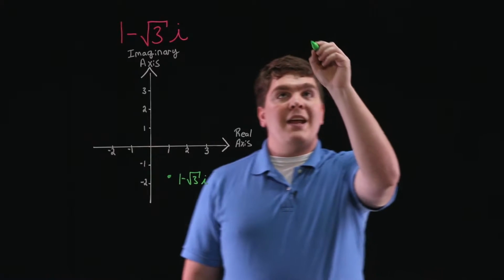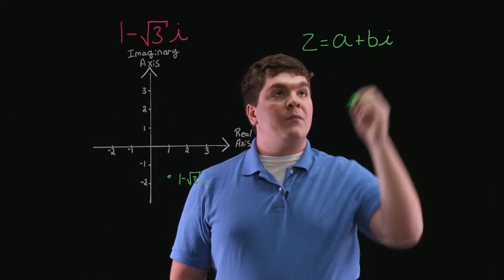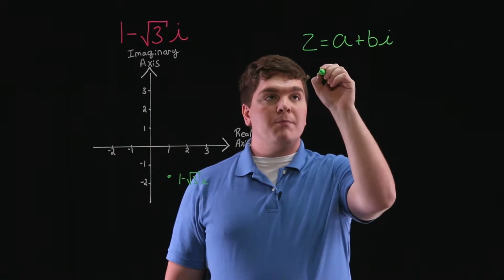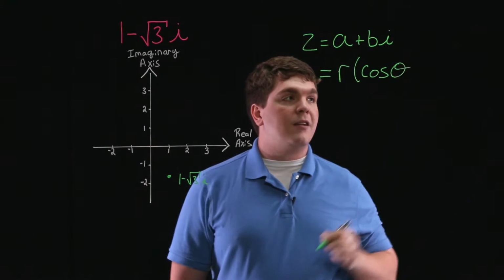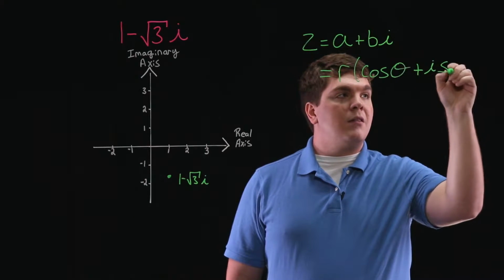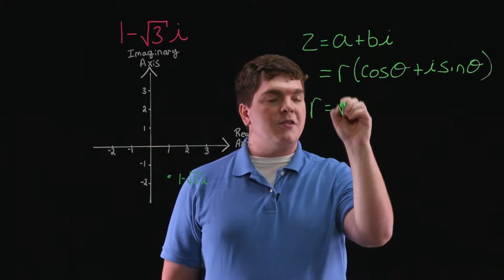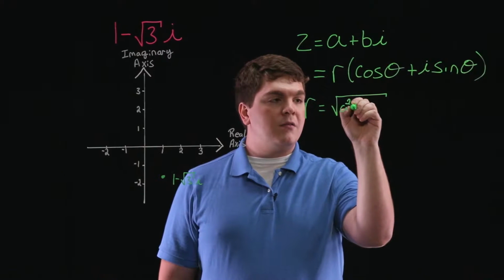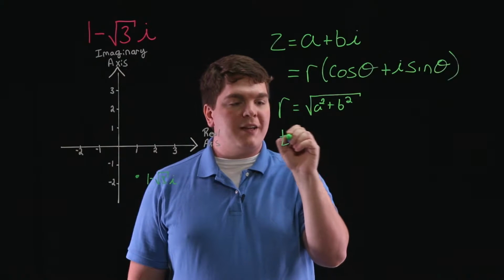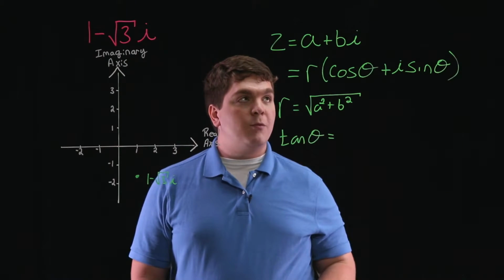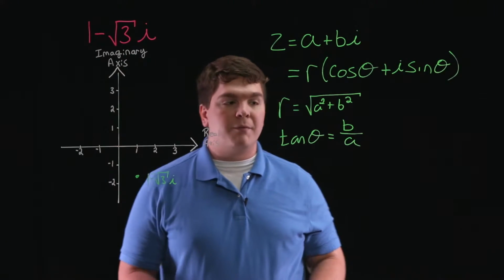So let's recall that if we have any complex number, z equals a plus bi, we can convert this into trigonometric form, which is r times cosine of an angle theta plus i times sine of the angle theta, where r is equal to the square root of a squared plus b squared, and r is also called the modulus, and we know that tangent of theta is equal to b divided by a. And here we call theta the argument.